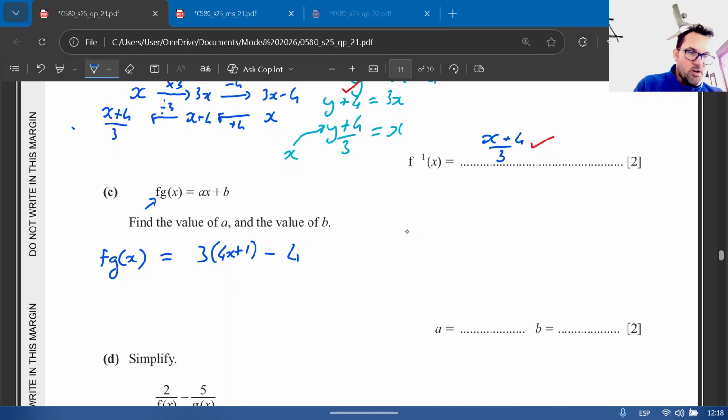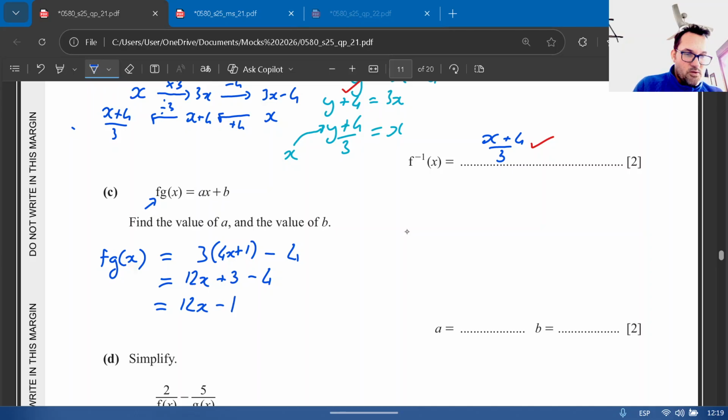So inside the function of f, we put the function of g. The function of f is 3x minus 4. With the x's, we put the function of g. All right. Then we expand the brackets. 3 times 4x is 12x. 3 times 1 is 3. And at the back, there's hanging around the minus 4. So that gives us 12x. 3 minus 4 is minus 1.